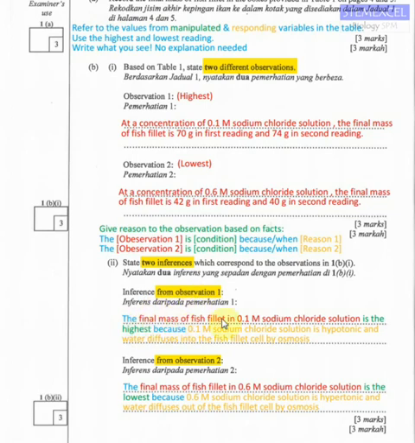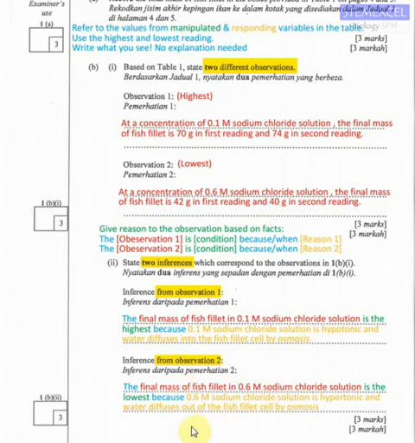The final mass of the fish fillet in 0.1 molar sodium chloride solution, which is what you saw above, is, what is the condition? Is the highest, because then you need to provide a suitable reason based on the fact. So because 0.1 molar sodium chloride solution is hypotonic, and therefore water is able to diffuse into the fish fillet cell by osmosis. So this one here in orange, this is the reason, which is based on a well-established fact. So osmosis, water diffusion, and also hypotonic solution.